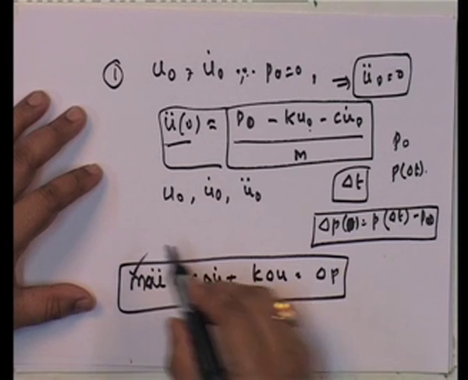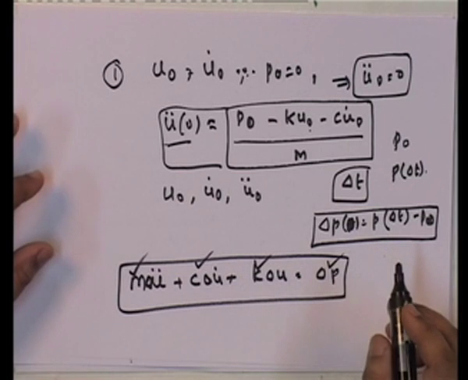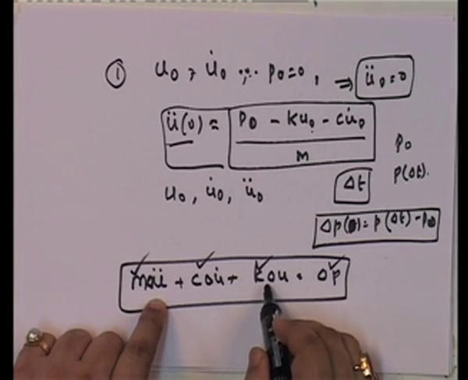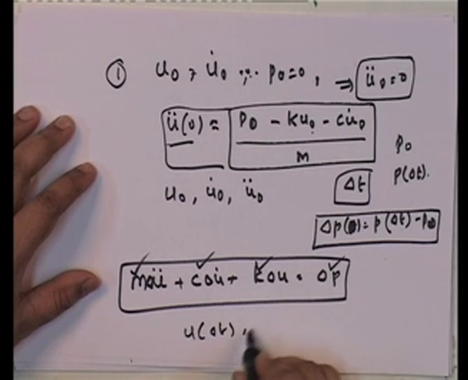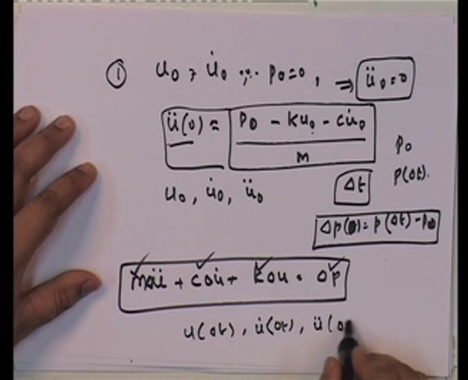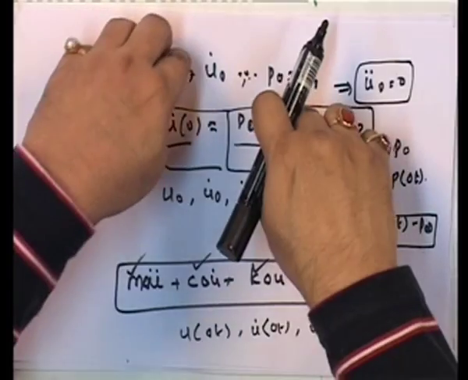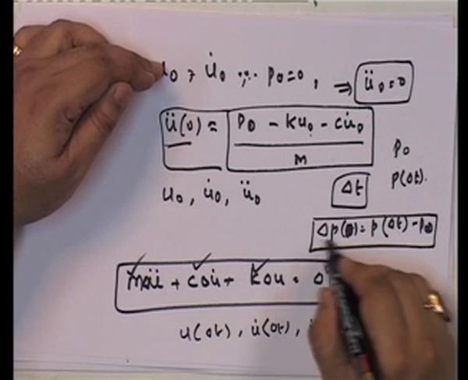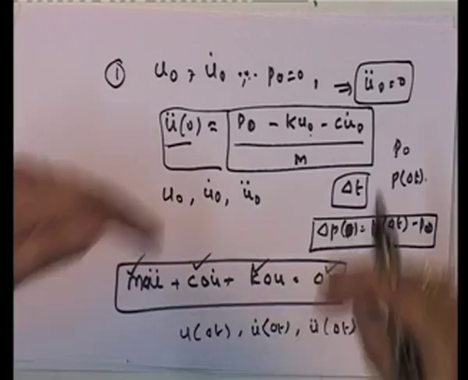Now, here I know this, I know this, I know this, I know this. Okay. So, if I can find out these, then having found these out, I can find out u at delta t, u dot at delta t, u double dot at delta t. And once I know these, I can find out delta p at delta t. So you keep stepping.